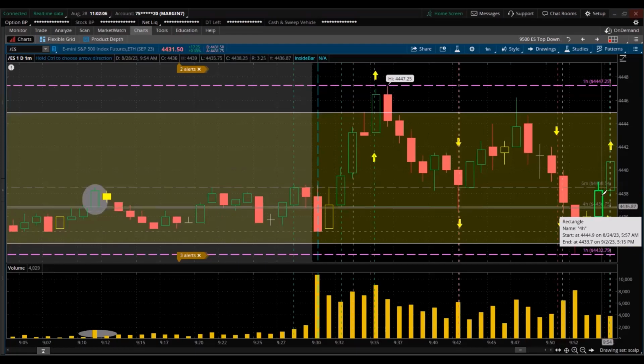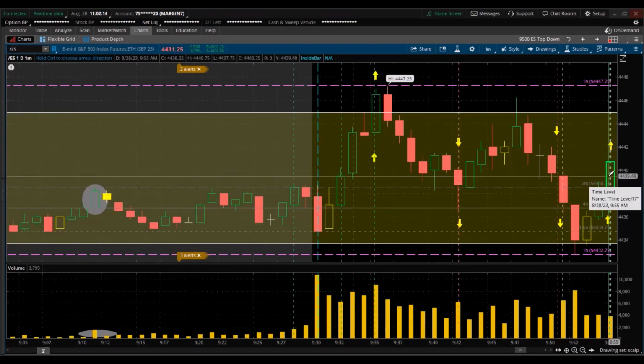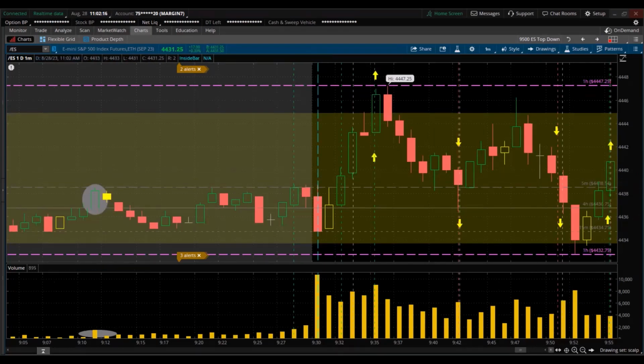So when that got done, I was looking for a break above this green candle to go long, and that's what I did. When this broke above it, I went long and closed out in that same minute. So another fast winner for a long position.